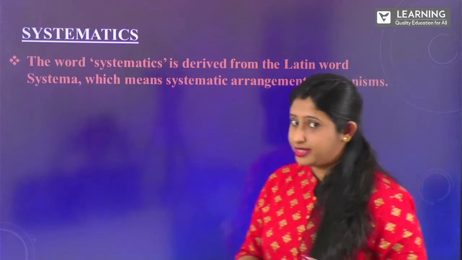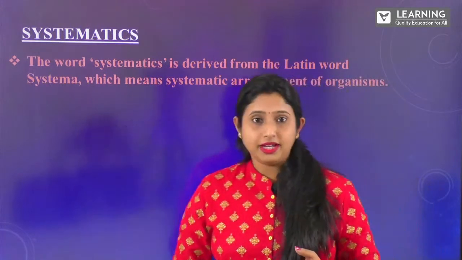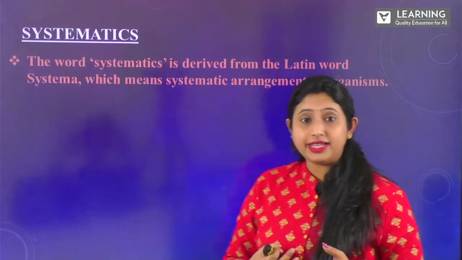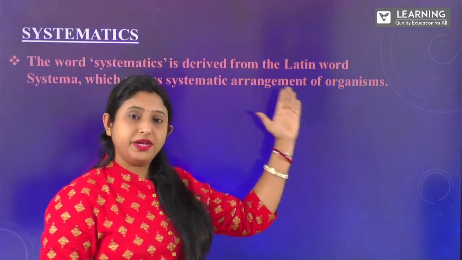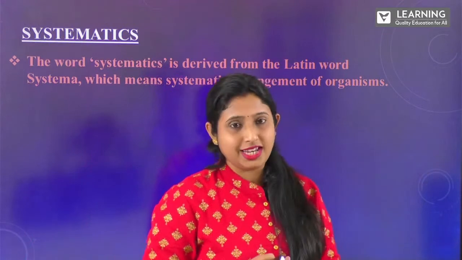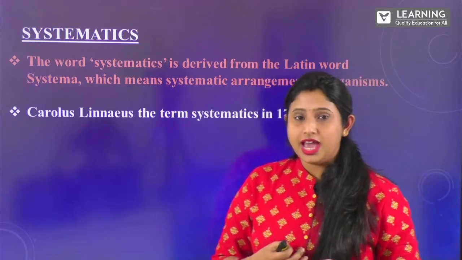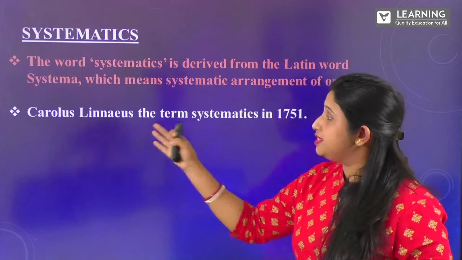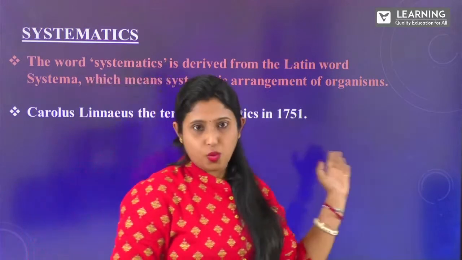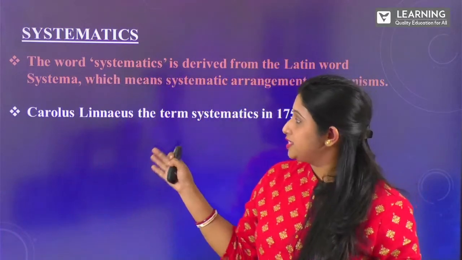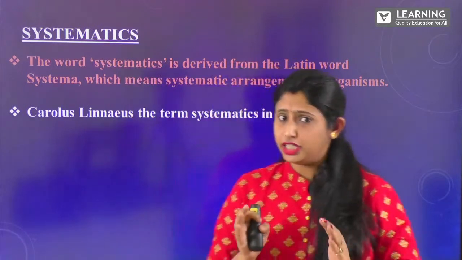So what is the definition of this? The word systematics is derived from a Latin word, systema. Clear? What does it mean? It means the systematic arrangement of living organisms. Now who has given this? It was given by Carolus Linnaeus. He is a scientist who gave this in the year 1751. Clear? So this was given by Carolus Linnaeus, and he is known as the father of taxonomy. Understood? Okay.